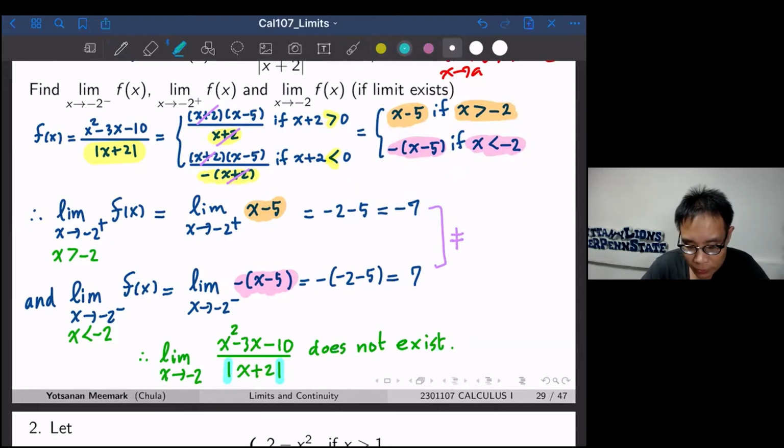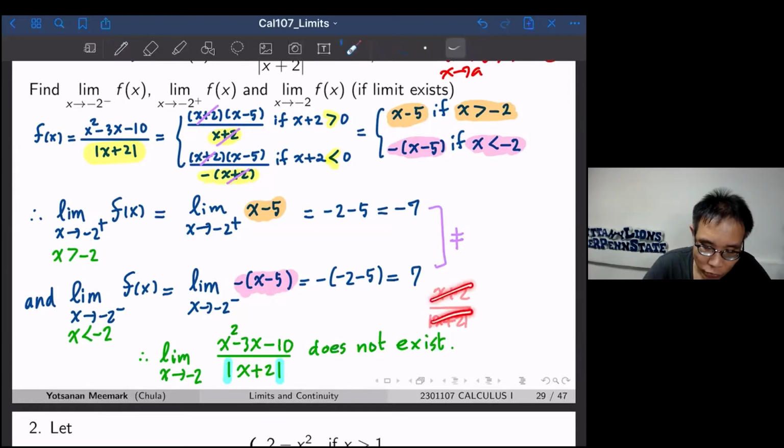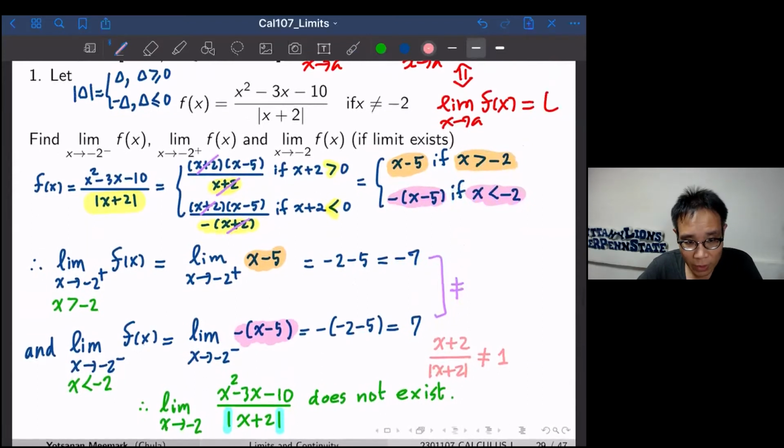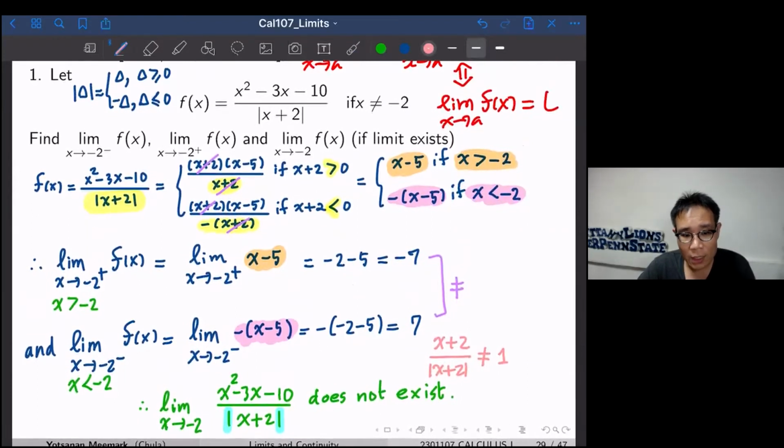They do not cancel. Let me write something to warn you: when you have x plus 2 over absolute value of x plus 2, they do not cancel each other, so you will not be able to do this. This expression is not equal to 1, so you cannot just cancel and obtain the solution. Instead, the limit does not exist, by showing that the right limit equals negative 7 and the left limit equals 7, which are not the same.